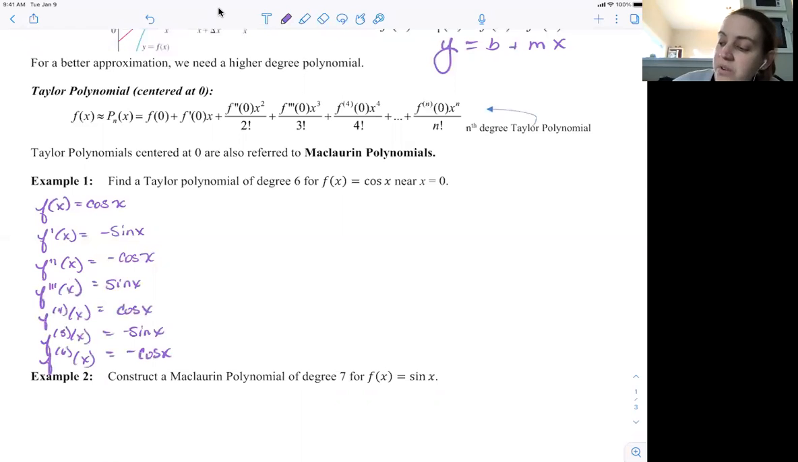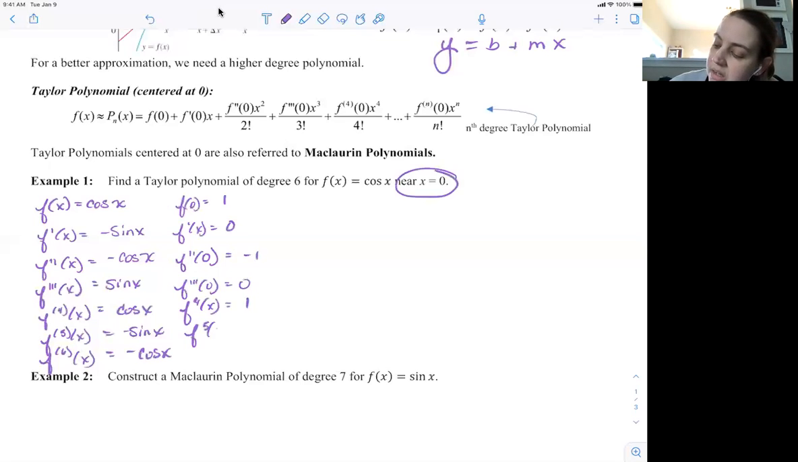Okay, now we have to evaluate all of these at 0. So cosine of 0 is 1. Negative sine of 0 is 0. Negative cosine of 0 is negative 1. Sine of 0 is 0. Cosine of 0 is positive 1. Negative sine of 0 is 0. And the sixth derivative is a negative 1. All right, so I have that part figured out.